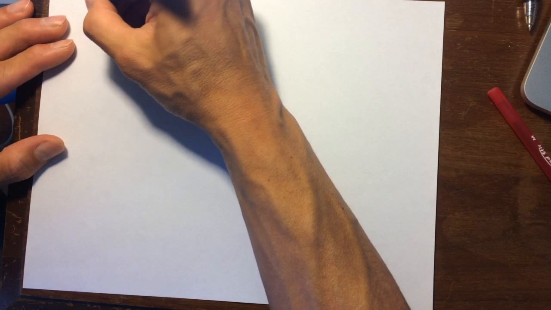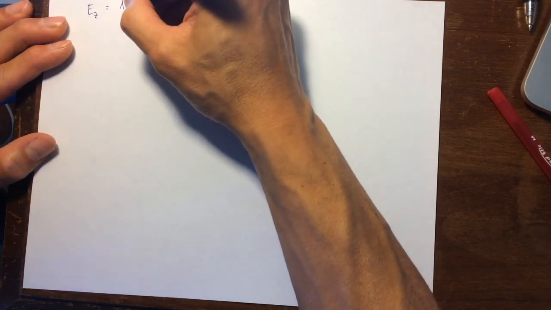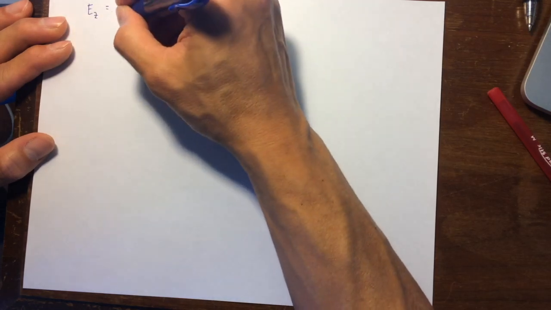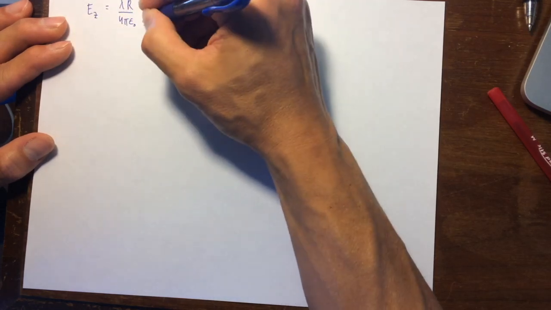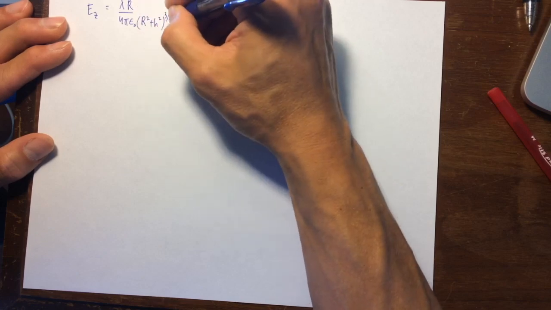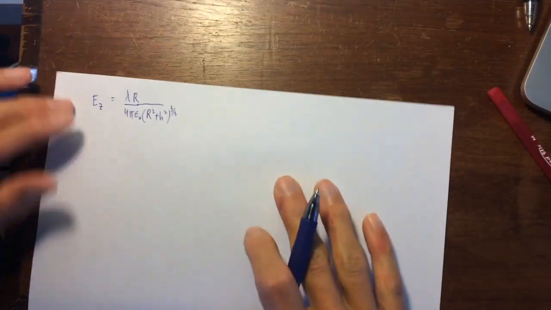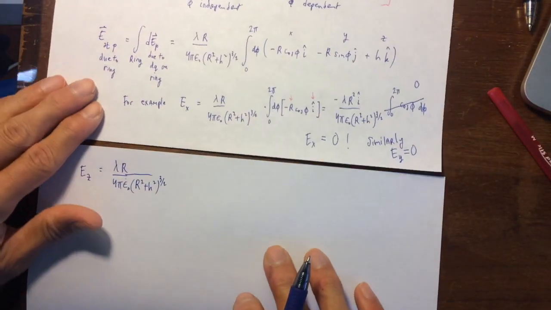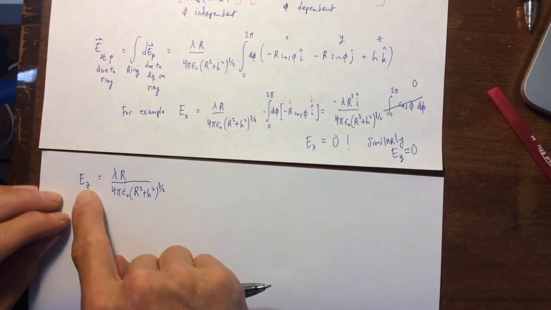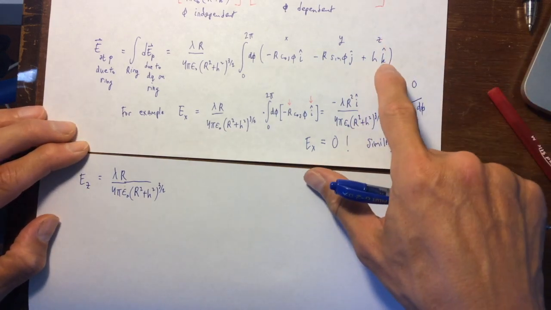But E sub z is equal to lambda r over 4 pi epsilon 0 times r squared plus h squared raised to the 3/2 power. So that's all denominator stuff. And looking at the expression, we're looking at the z component. The z component is the k hat thing. So you have h and k hat.